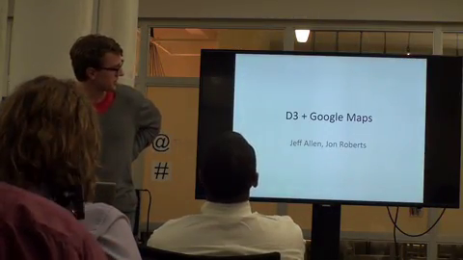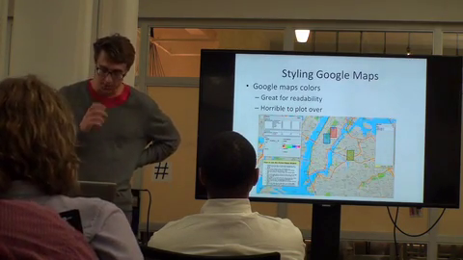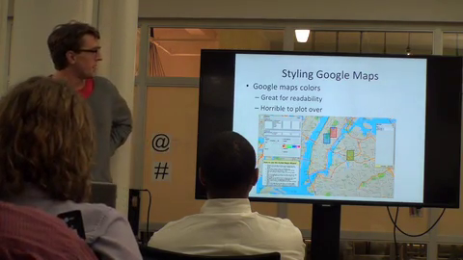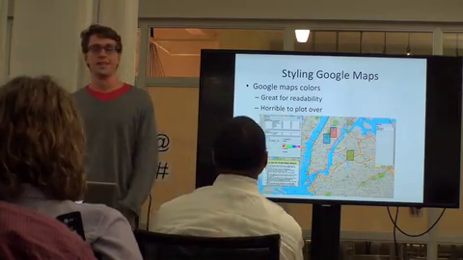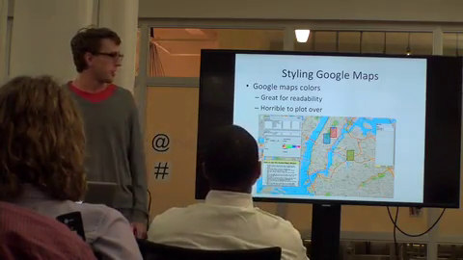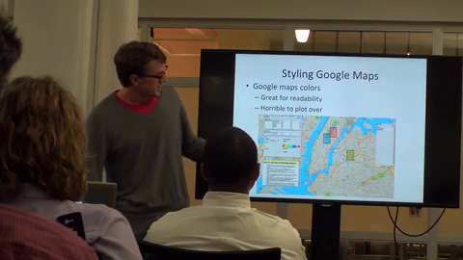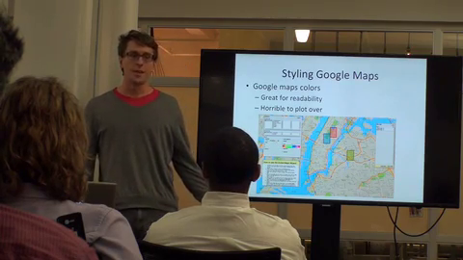Okay, so D3 plus Google Maps. So now the first sort of issue is styling Google Maps, right? So you can see from this picture, the colors for Google Maps are designed to tell you where you need to go, what you need to do to get there. Great for readability, but it's horrible to plot over. So we want to be putting shapes with colors that are transparent on top of this map, right?